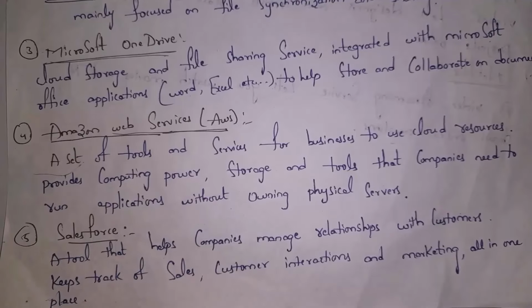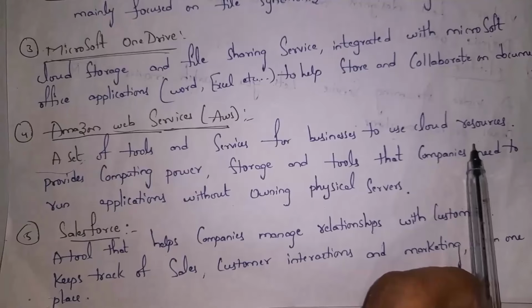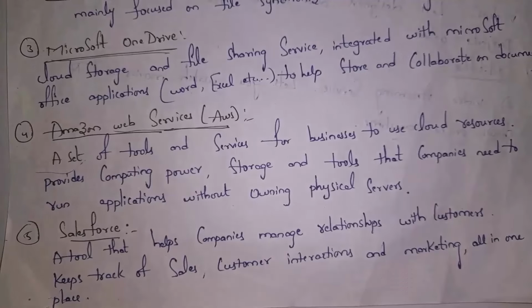Guys, if you want to establish any company, then you need to buy servers. But purchasing servers is costly. So instead of purchasing servers, we can open the AWS website and rent those servers, which will save our money. So AWS provides various kinds of resources like server, storage, hardware, software, etc. And fifth one is Salesforce.